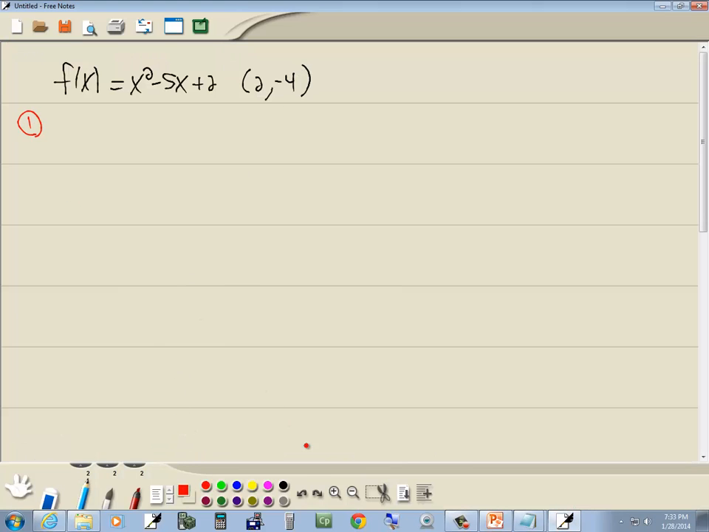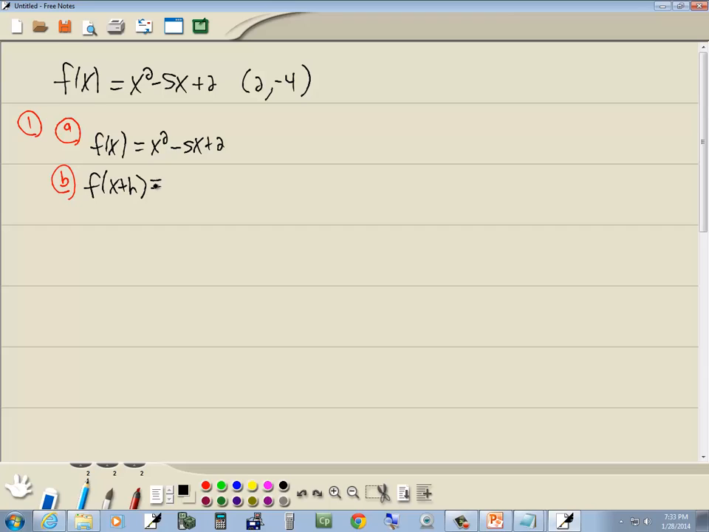So our first step, we want to find our derivative. The first substep within that is we want to find f of x. Well, f of x is given. f of x is equal to x squared minus 5x plus 2. Now our second substep, we want to find f of x plus h.